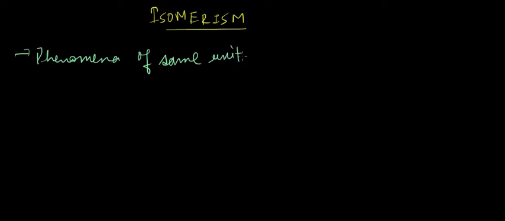Isomerism is just the phenomena of same units of atoms in a compound. So that is now known as isomerism. So the definition in one liner would be: phenomena of same units is called isomerism. So we'll look into some of the examples of isomerism, so it would bring more and better clarity to you guys.